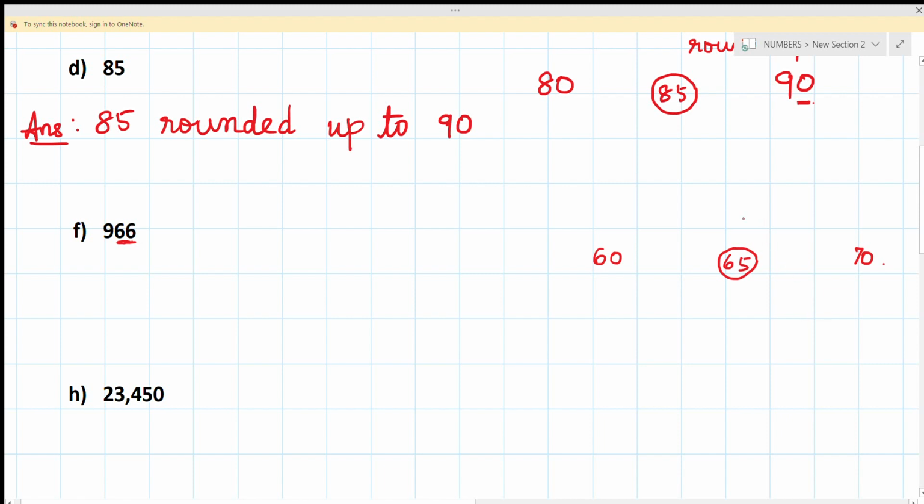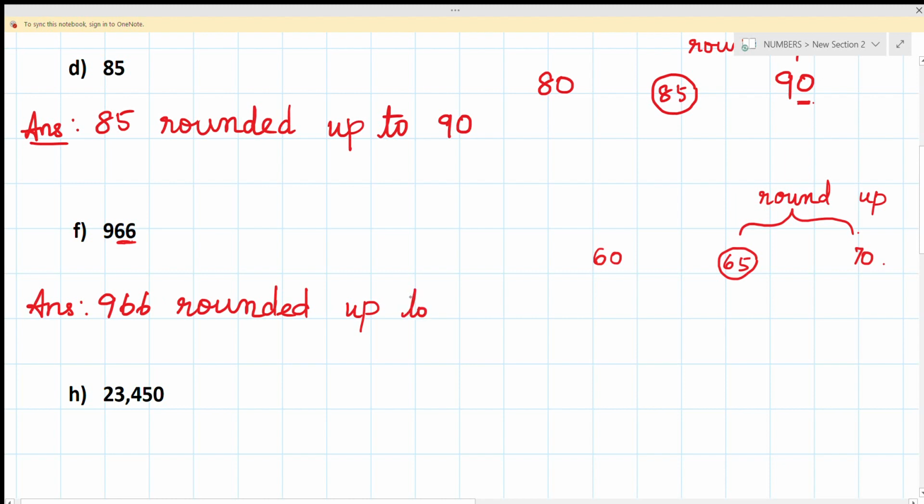It lies after the mid number. So I have told you, if a given number lies after the mid number, we have to round up the number to the nearest 10. So we are going to round up to the nearest 10. Here the nearest 10 is 70. So the answer: 966 is rounded up. Here we have rounded up to the nearest 10, that is 966 is rounded up to 70.